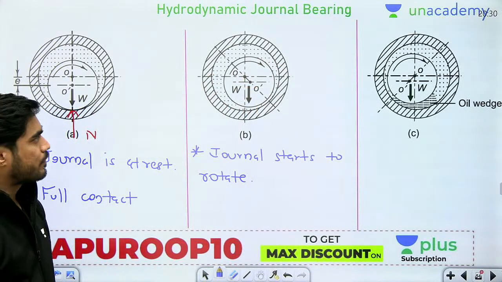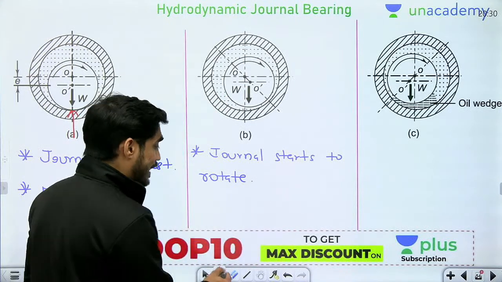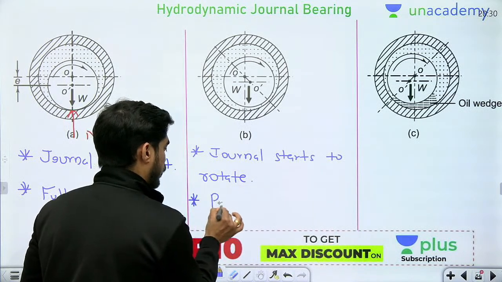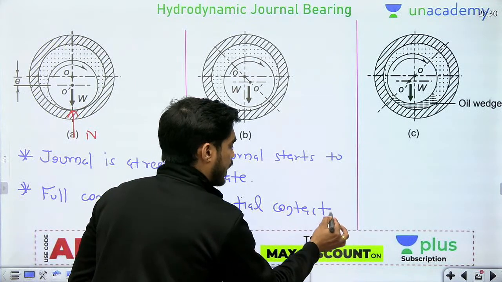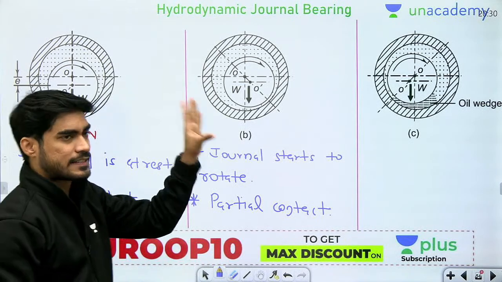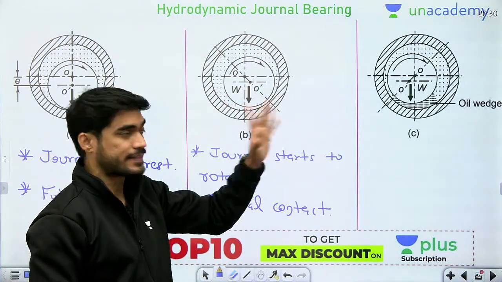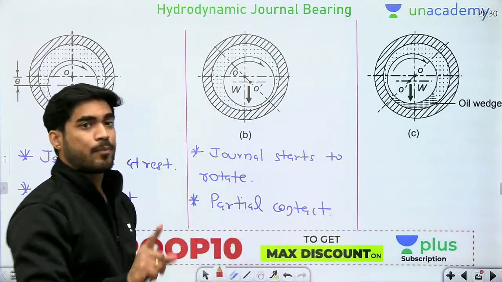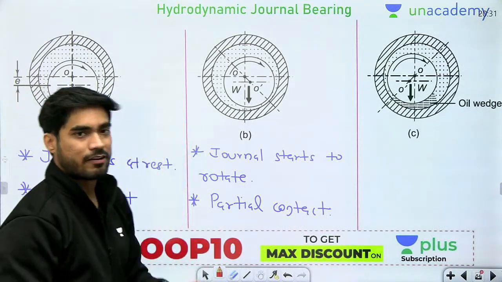Now understand beta. At this point, there will be partial contact between the journal and bearing surface. It will not be a full contact like this. Here there is full contact, but here there is partial contact. It means it is still in contact with the bearing surface. The journal is still in contact. So beta, here also the bearing will be supporting the journal. Here also the bearing was supporting the journal. Here also the bearing will be supporting the journal.